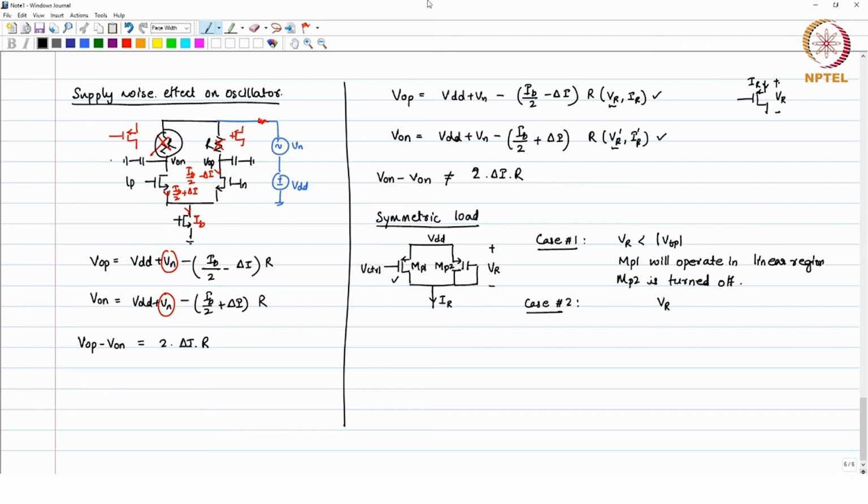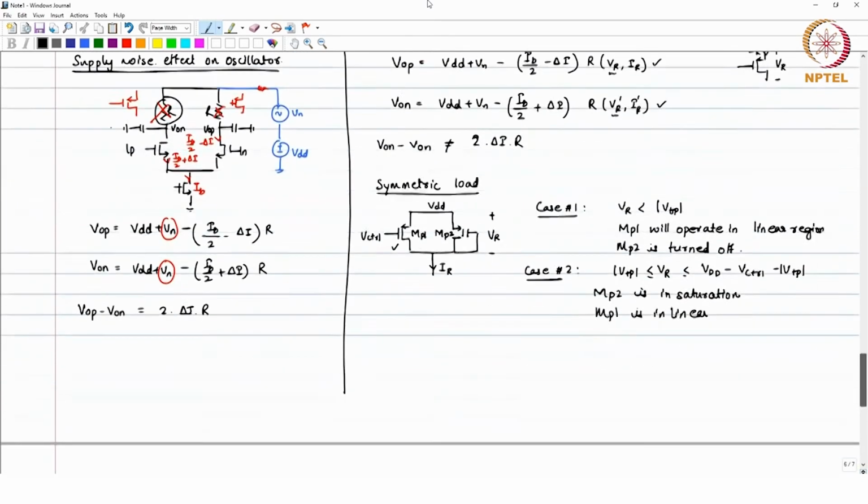When your VR is greater than mod VTP, but less than, there will be another condition, and that condition is that it should be less than VDD minus V control minus mod VTP. So, what will happen when VR increases more than mod VTP? Your MP2 transistor is in saturation, okay, and MP1 is in linear region of operation.